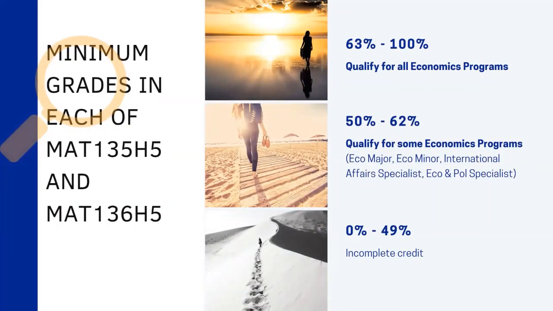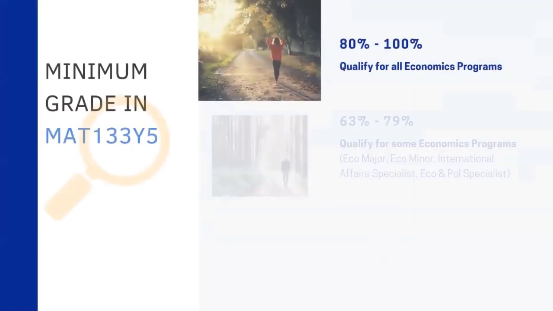And what are the minimum grades for the math courses? This is very important because there are different minimum grades depending on which math course you choose to take. If you are taking Math 135 and 136, here are the minimum grade requirements for each course. 63 to 100% will qualify you for all economics programs, 50 to 62% qualify you for some programs, and 0 to 49 is not a complete credit.